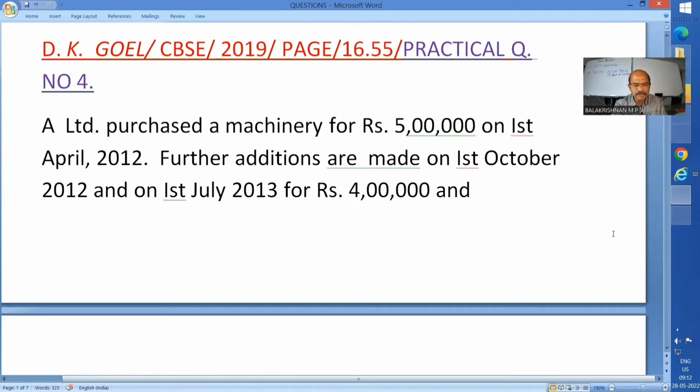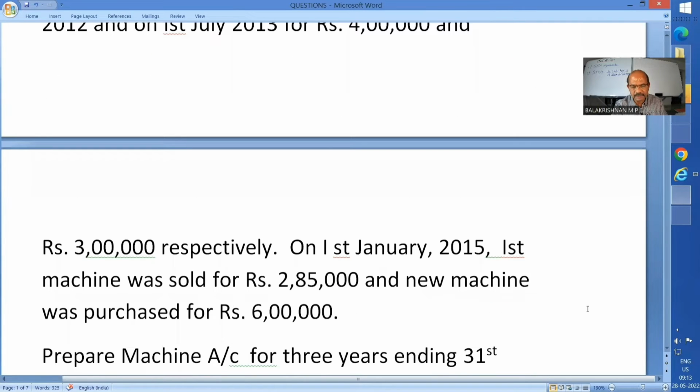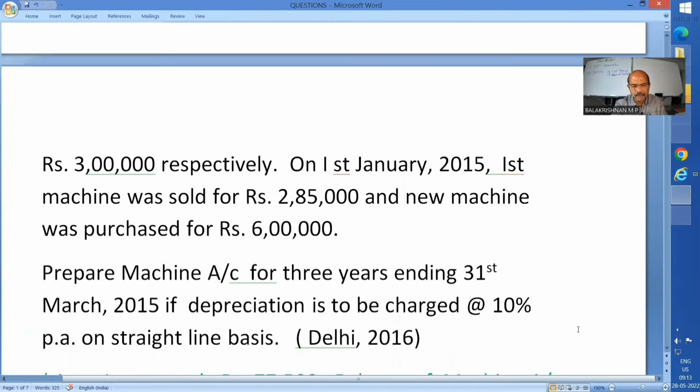A Limited purchased the machinery for rupees 5 lakh on 1st April 2012. Further additions are made on 1st October 2012 and on 1st July 2013 for rupees 4 lakhs and rupees 3 lakhs respectively. On 1st January 2015, first machine was sold for rupees 2,85,000 and new machine was purchased for rupees 6 lakhs. Prepare machinery account for 3 years ending 31st March 2015.